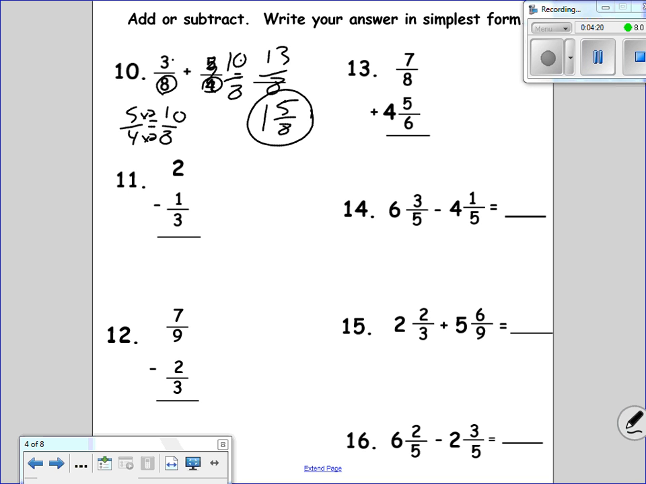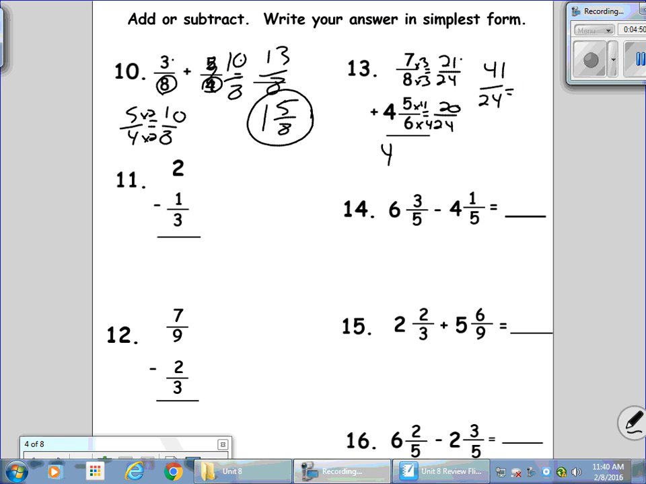Let's move on over here. The nice thing is I have a 4 here. I can add up 4 plus 0. 6 and 8, they both go into 24. 8 times 3, 7 times 3 is 21. 6 times 4, 5 times 4 is 20. 21 plus 20 gives me 41 over 24.